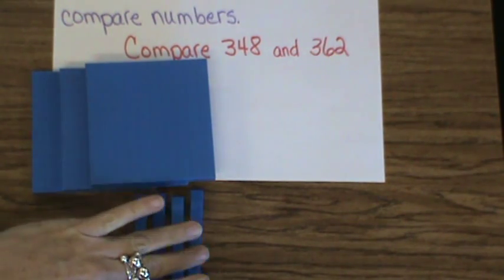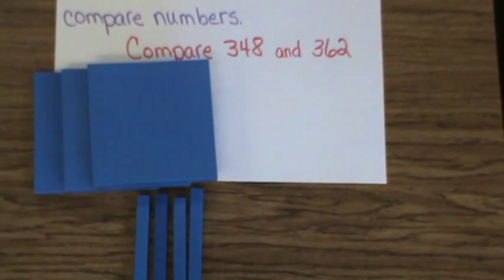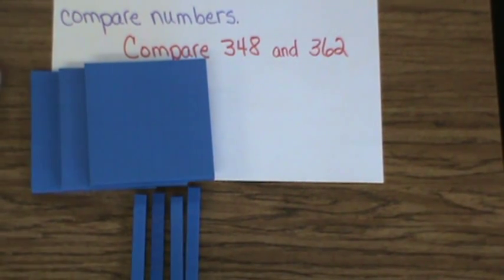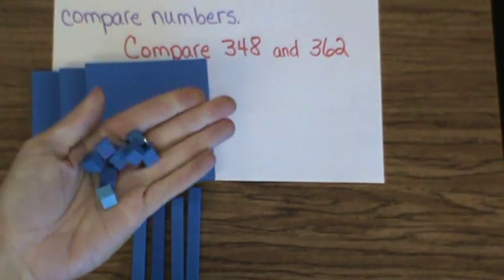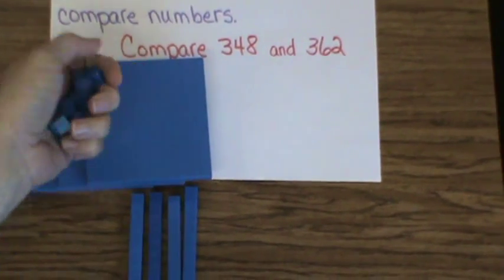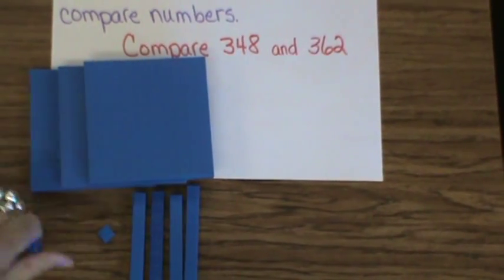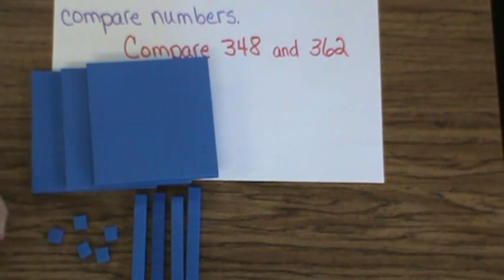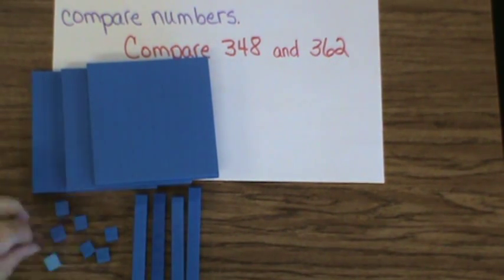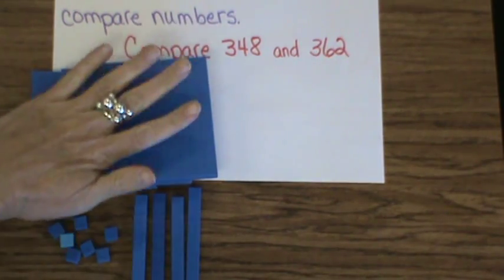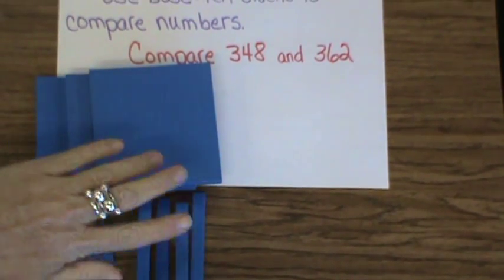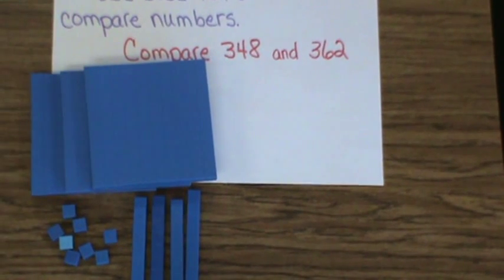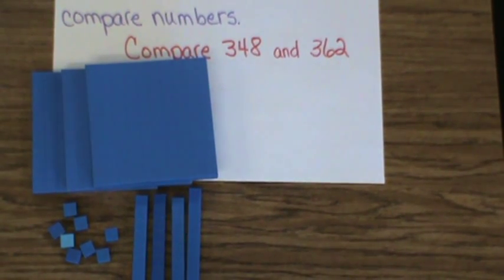And then how many ones do I have? Whoops, I have 8 ones. So these little tiny ones here, these are my ones. So I'm going to put down 8. 1, 2, 3, 4, 5, 6, 7, 8. So this set of base 10 blocks represents the number 348.